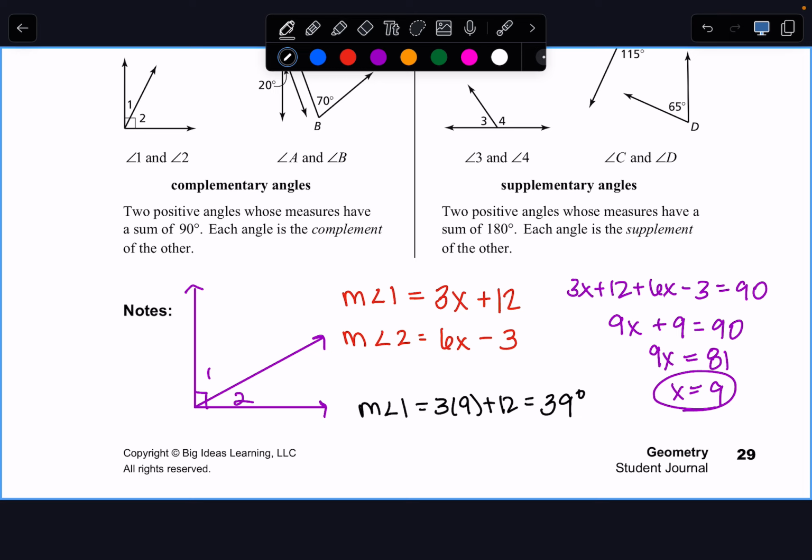Okay. Now, we can do one of two things. We can plug 9 in, or we can just say, oh, I know that 51 degrees should be left over, right? Okay, is 6 times 9 minus 3 51? So my picture doesn't quite match the algebra, but that's okay. Sometimes that happens.